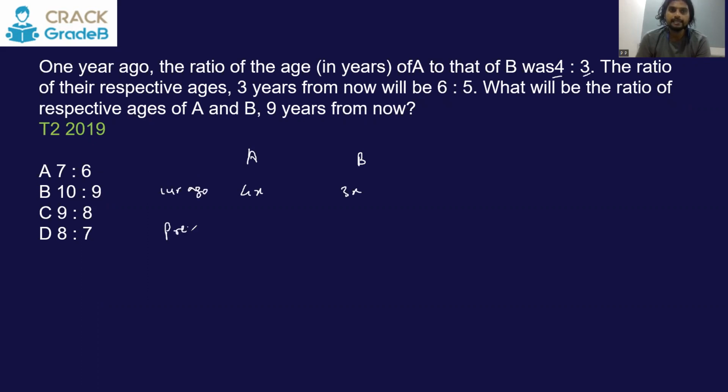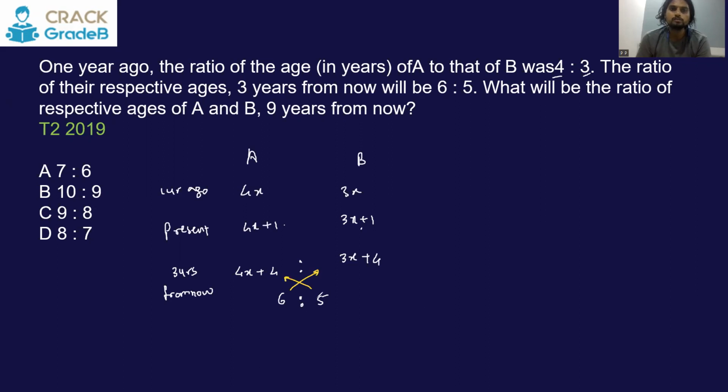That means presently, A is 1 year more than that. A will be 4x plus 1. B will be 3x plus 1. And 3 years from now, he will increase by 3. So he will become 4x plus 4. He will be increased by 3. He will become 3x plus 4. And at that time, the ratio between them is said 6:5. So this ratio is said 6:5.